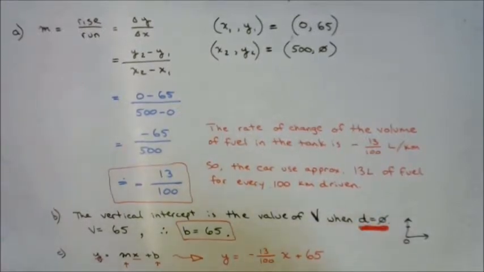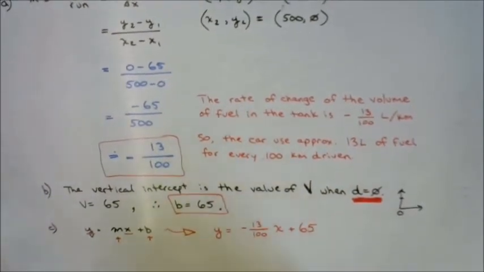Okay? Now, this also can be represented using the variables that we started with in our graph, right? The y-axis is actually volume, right? So the volume is going down 13 100ths every kilometer, and we're starting with 65 liters.